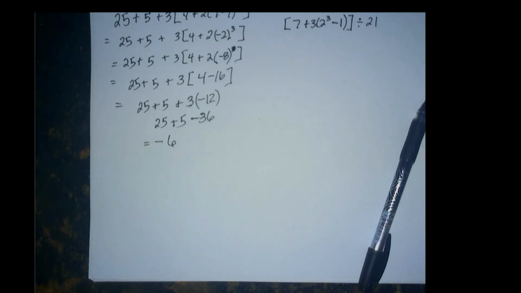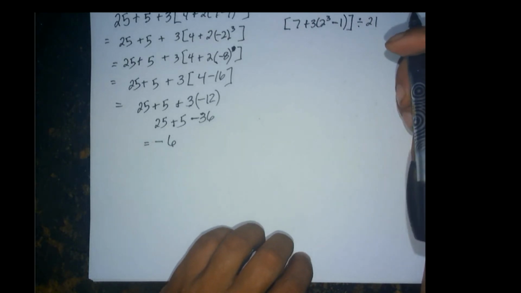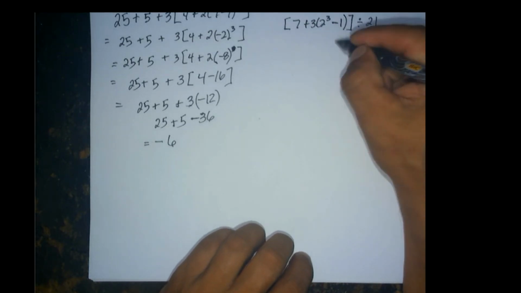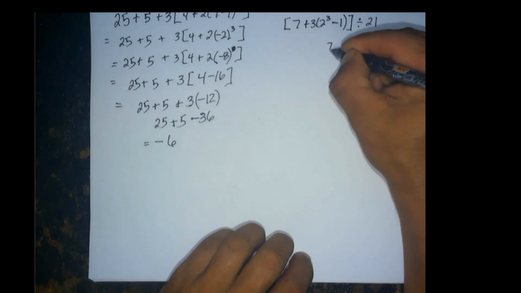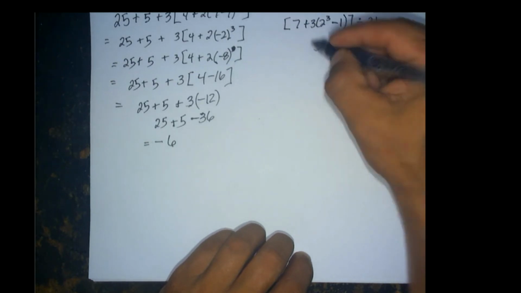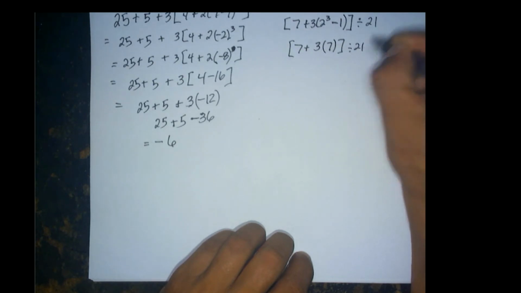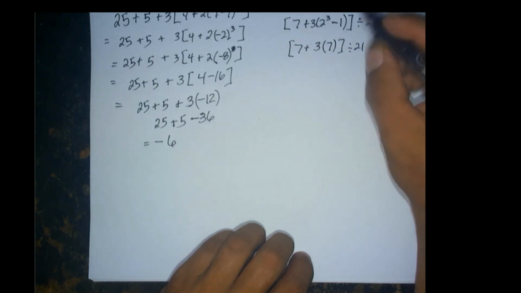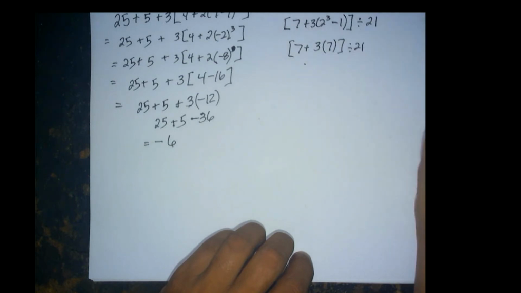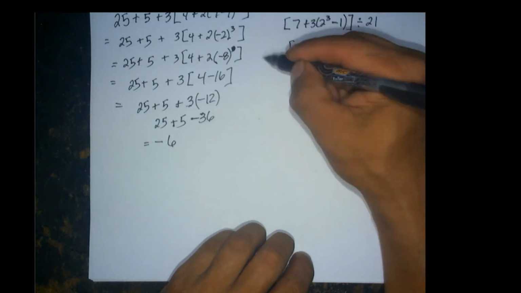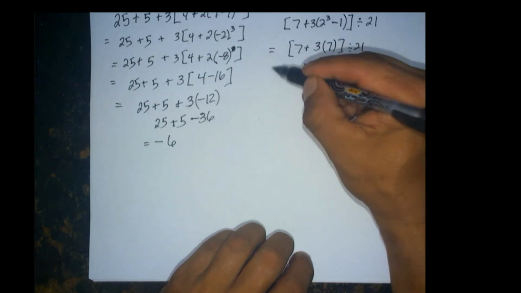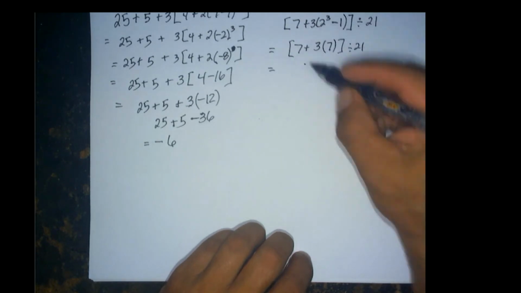Alright, so I'm doing the exponent, so 2 cubed is 8, 8 minus 1 is 7. Alright, so then we got 7 plus 3 times 7 divided by 21. So then I'm going to do 3 times 7, which is 21.